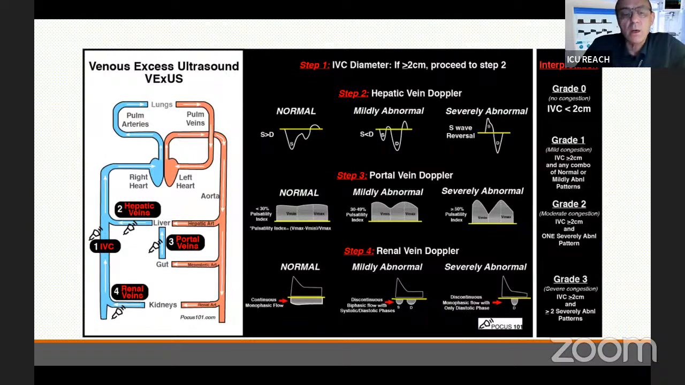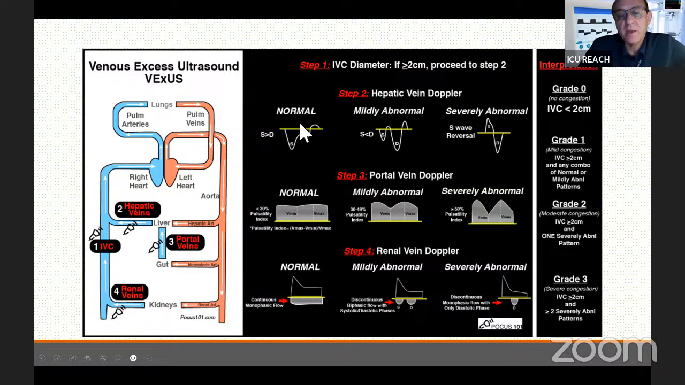It's easy to learn in the ICU, and you get a lot of information. And the VEX score would go into 4 steps. The first step is you look at the IVC diameter. If it is above 2 centimeters, you proceed to the following steps. And you look at the hepatic vein, you look at the portal vein, and you look at the renal vein.